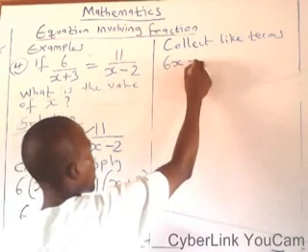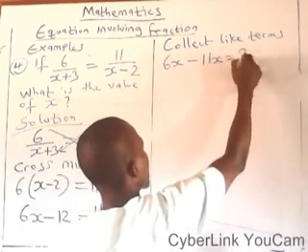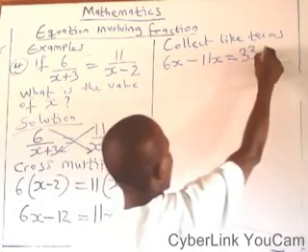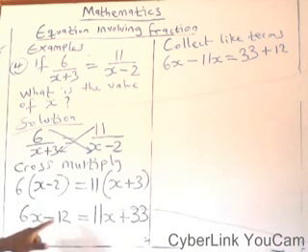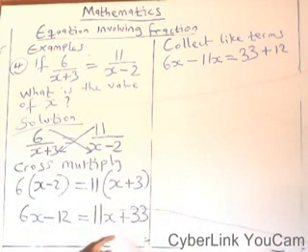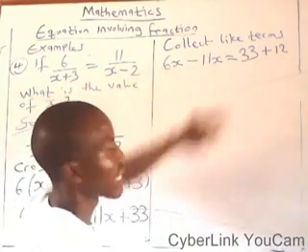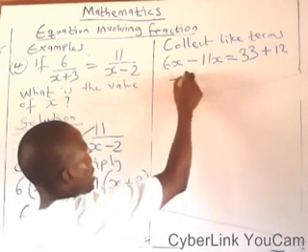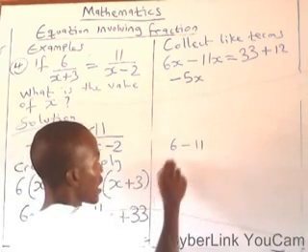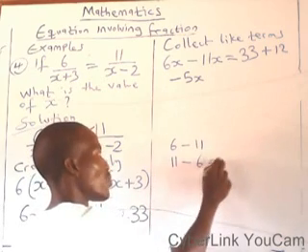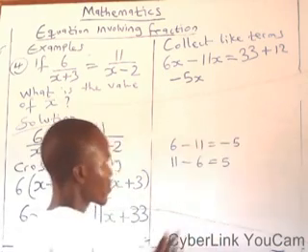6x minus 11x is equal to 33 plus 12. Why plus 12? Here it is minus 12 before. By the time it crosses the equality sign to the other side, it's going to change to what? Plus 12. Now 6 minus 11 will give us what? That is minus 5x. There is a difference between 6 minus 11 and 11 minus 6.